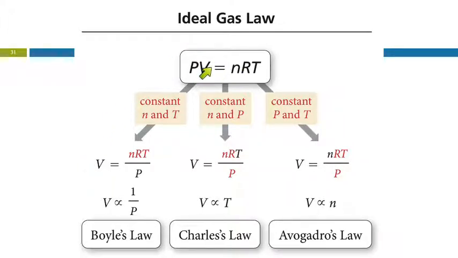We're showing how, from the ideal gas law, if you have constant pressure and temperature, you end up with Avogadro's law. Constant n and P, you end up with Charles' law. Constant n and T, you end up with Boyle's law. So how does that work? Well, let's think about it this way. We know that PV equals nRT.